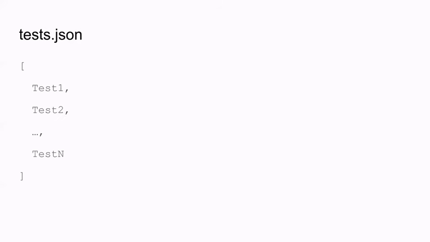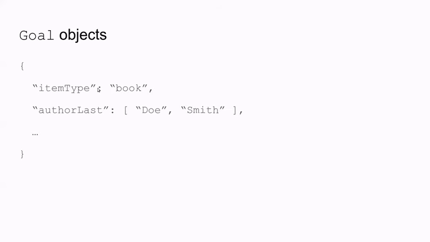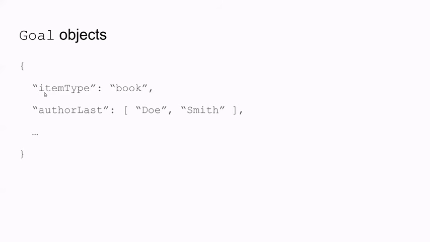This is a series of test objects, and each test object has a path to the web page for which you're going to define translation goals and a list of goals. And each goal is for this item type. This is a mistake. This is not an array of goals. This is just a single goal. And the goal is for a given field name, this is the output I want. For another field name, this is the output I want, and so on for all the field names that you want to define a goal output.